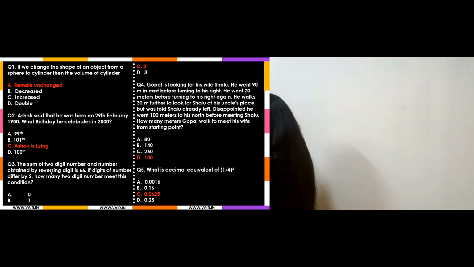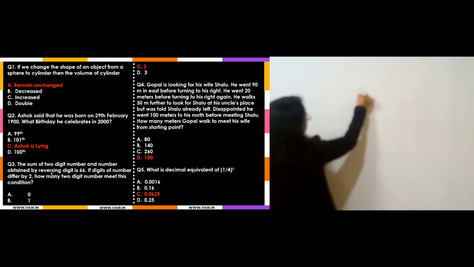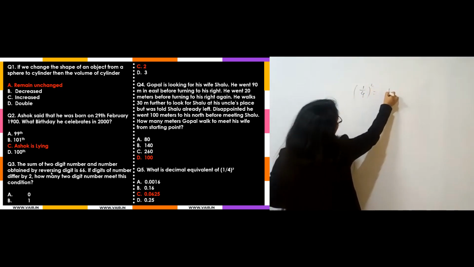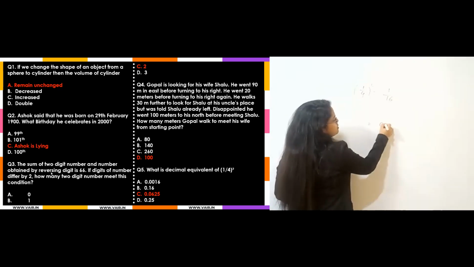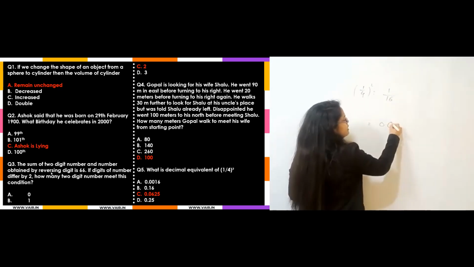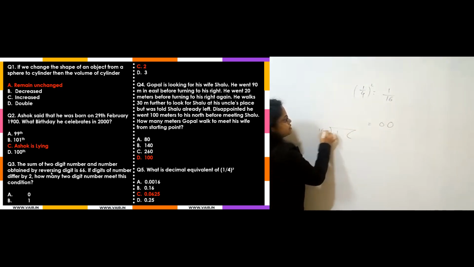Okay. Now the one more is what? What is the decimal equivalent to 1 by 4 square? What will it be? 1 by 4 square means 1 by 16. 1 by 16 is what? 16 zeros are 0. 16 again zeros are 0. I can show you here like a 1 by 16. 16 zeros are 0. There is a 1. If I took a point, 0.